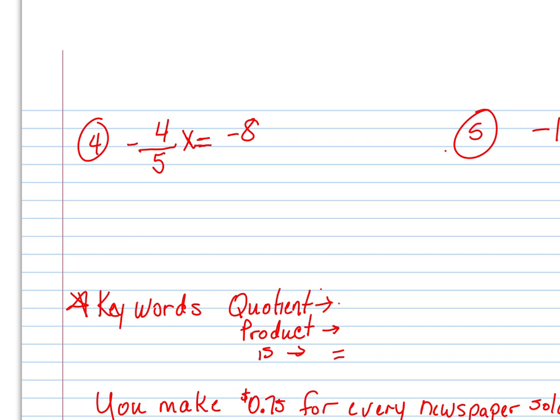Yes. It says negative 4/5 x equals negative 8. What are they doing to negative 4/5 and x? Multiplying. They're multiplying, right? What are we going to do? Divide. We're going to divide both sides by negative 4/5, right?